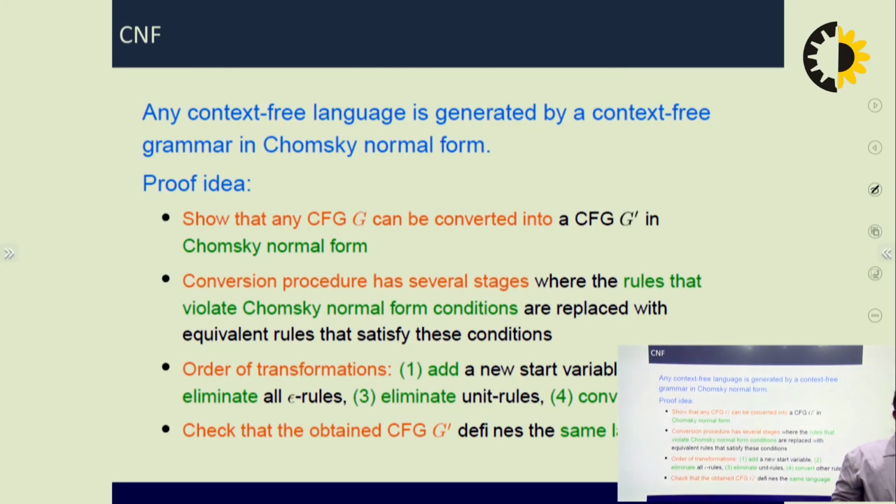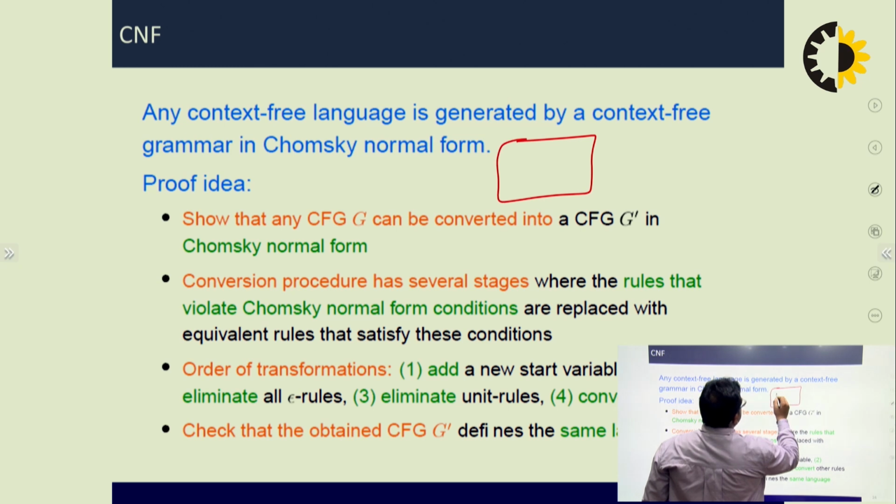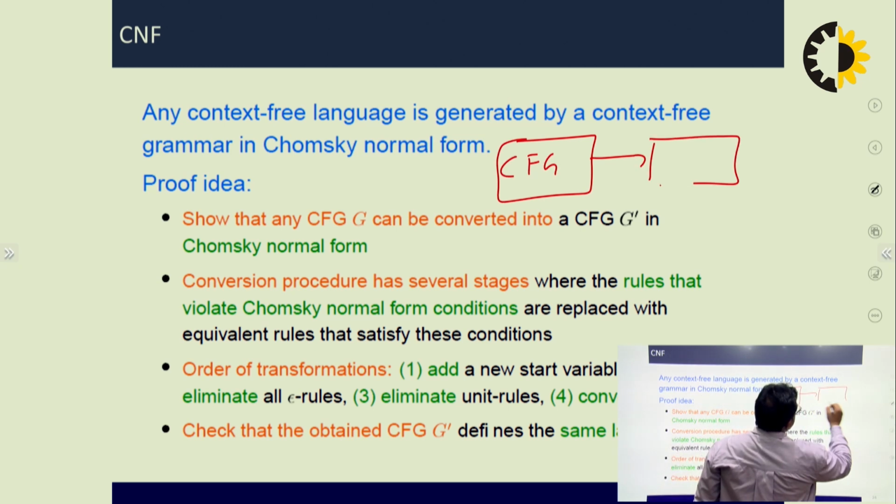Now we can go for the Chomsky normal form. Whenever you are going to solve any Chomsky normal form problem, whatever context-free grammar is given, first you have to pass it through the simplification process.